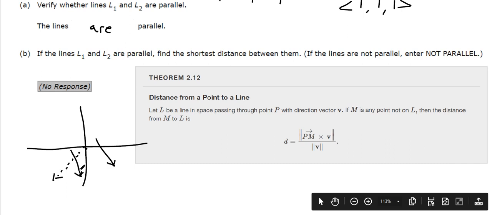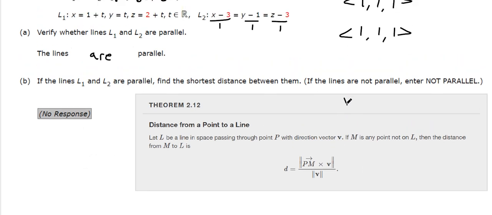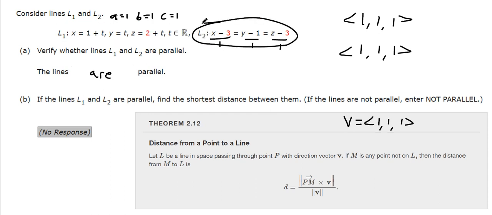It really can be any point. You could start here, you could start over here, you could start from this line and come over here. All we need to do is identify some points on both lines, and then we already have our directional vector. They're both going in the same direction, so they both have directional vector v. Now we just need to pick point P and point M. We are also supposed to identify a line L. You could pick either one. You could say this is your line L, or you could say this is your line L. We'll just stick with the first one.